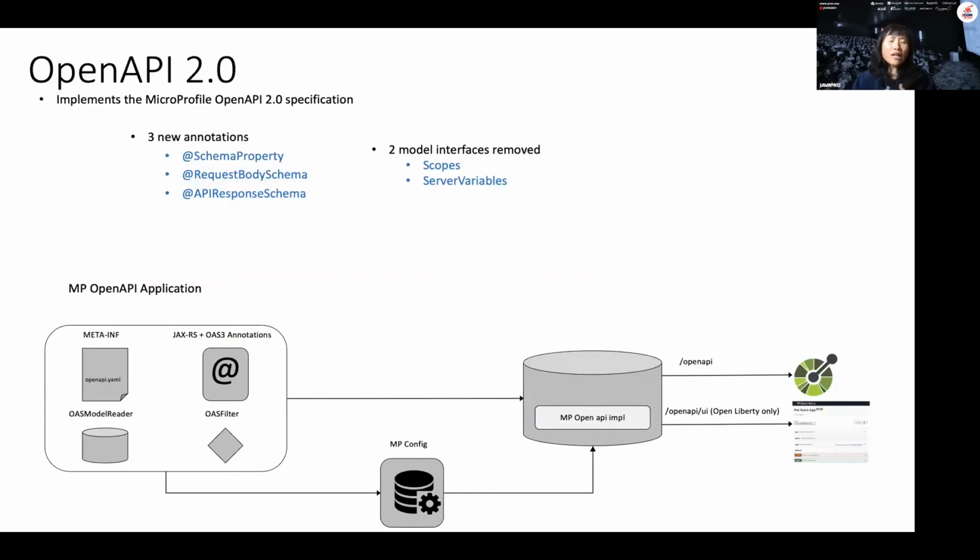So the next one is OpenAPI 2.0. We added three new annotations: schema, property, and request body schema, API response schema, to simplify your OpenAPI annotations. You can annotate on the method, and describe your schema and your property. Now you have more annotations, so you don't need to repeat things over again at the different levels. Now you have these new annotations, and also two more interfaces were removed.